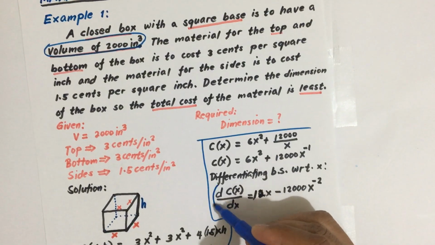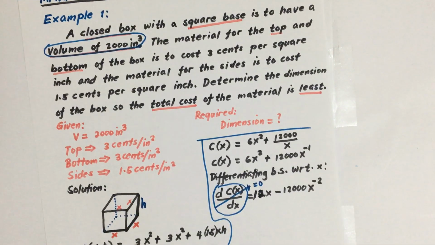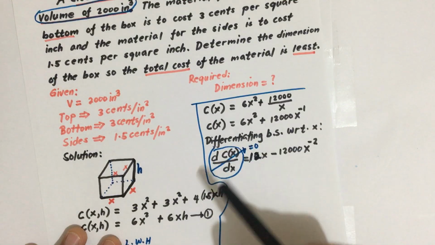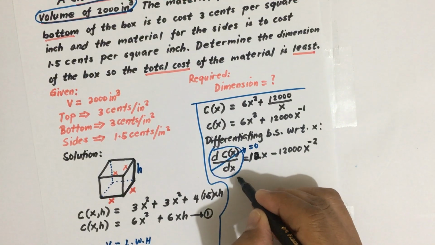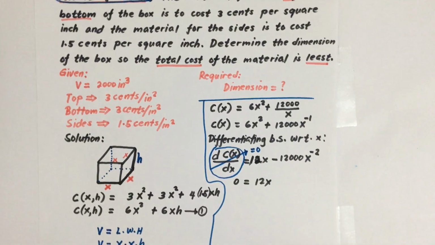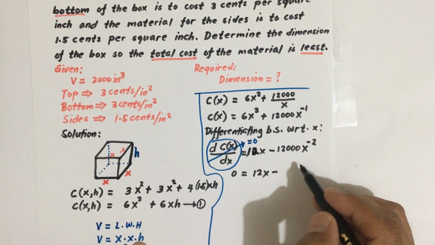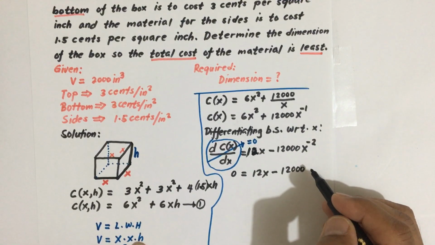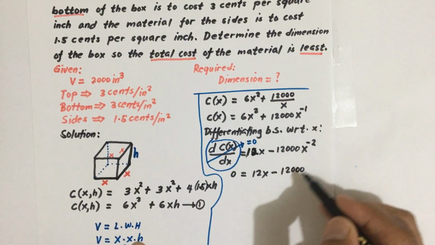So for optimization, we have to set this equal to 0. To find the minimum or maximum, we set the derivative equal to 0. Therefore we have 0 equal to 12x minus 12,000 times x to the negative 2, so we can bring this down, and this becomes positive.